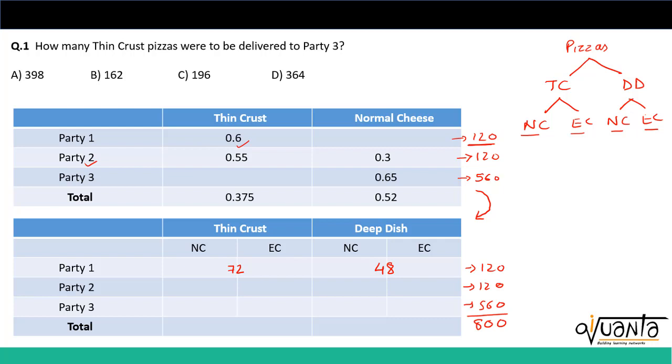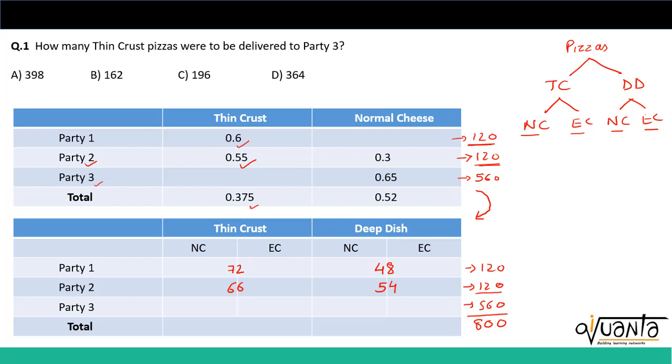Now similarly, if you go to party 2, 0.55 means 55% of total pizzas from party 2 were thin crust pizzas. So 55% of 120 gives us 66. Total pizzas in party 2 was 120. So the remaining pizzas will be deep dish pizza, which will be 54, because 66 plus 54 gives us 120. Now in party 3 we haven't been provided any information about the thin crust pizzas, hence we can't find out the number of deep dish pizzas as well.